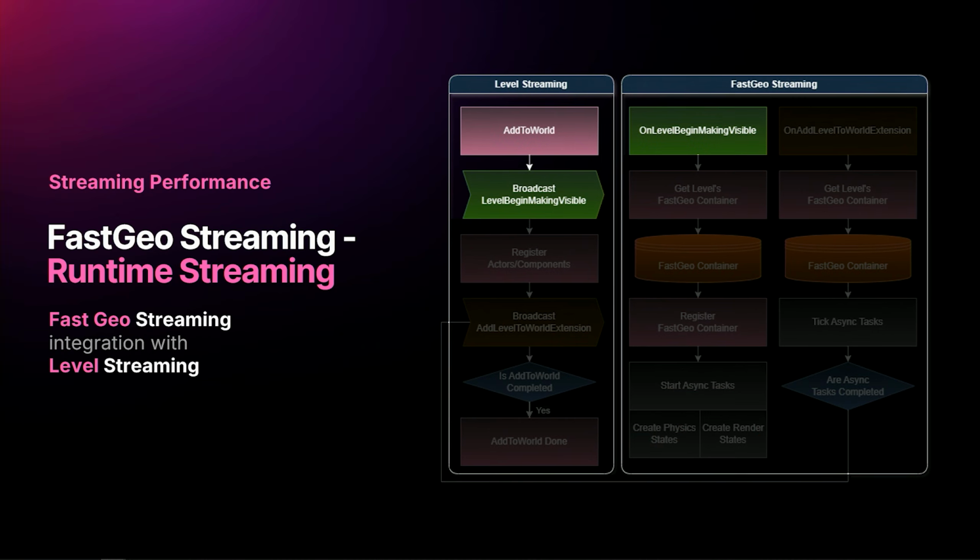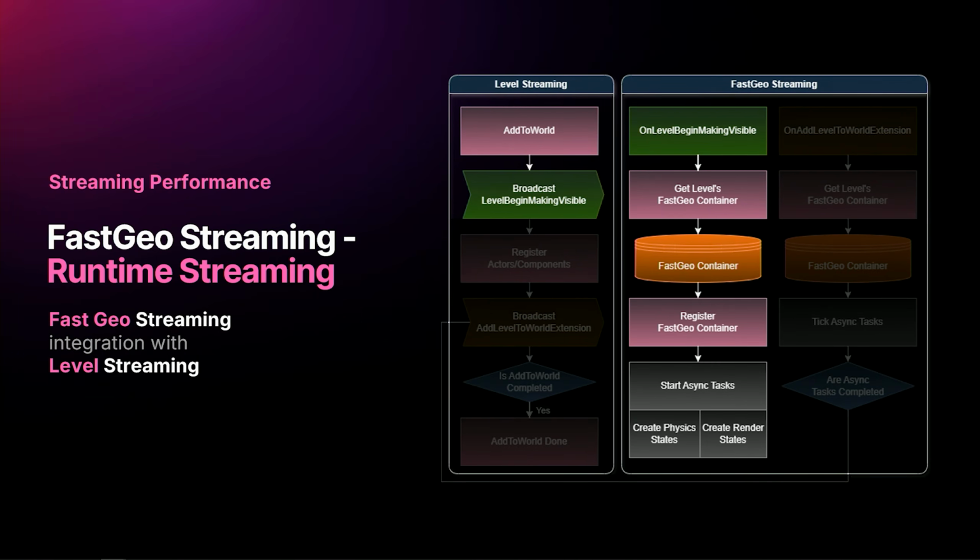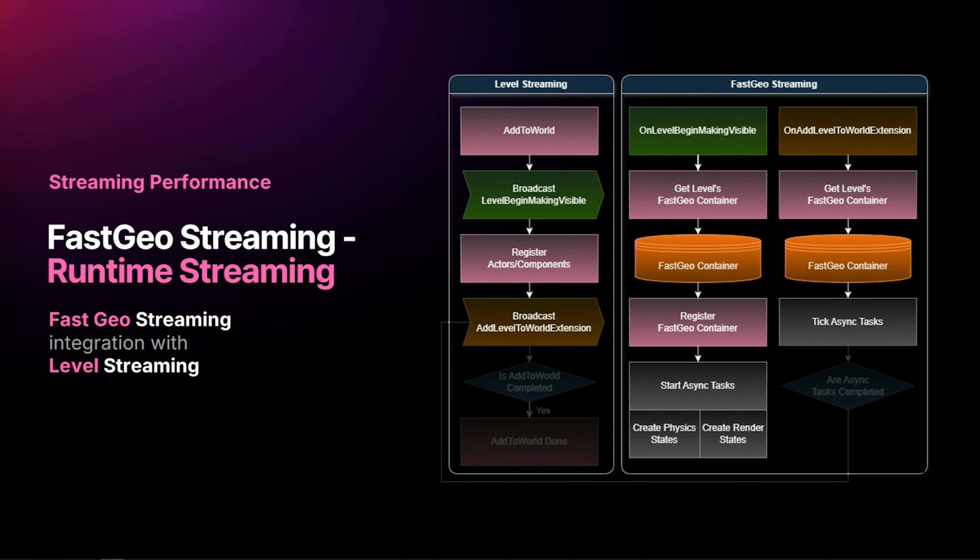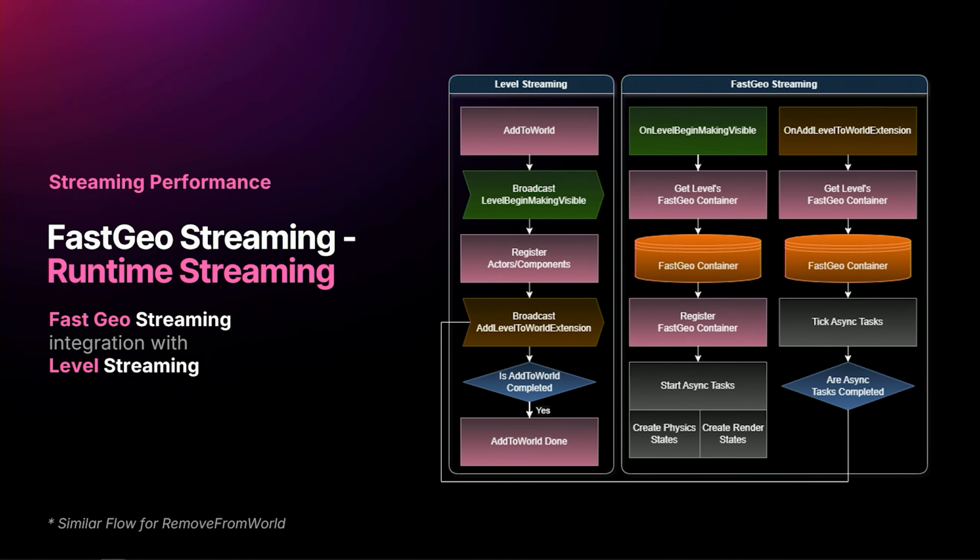Here's an overview of how Fast Geo runtime streaming works with the level streaming. When adding a level to the world, Fast Geo streaming is notified, finds its Fast Geo content inside the level, and starts asynchronous tasks to create the physics and the render state. While these tasks are running, the non-transformed actors and components are registered using the regular registration process. A new delegate was added to allow external systems like Fast Geo Streaming to monitor their internal tasks and report whether they have completed. And then AddToWorld will combine that result with its own internal state to determine when it has completed. Note that RemoveFromWorld uses the same pattern.